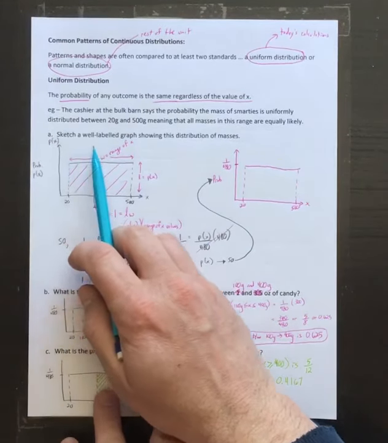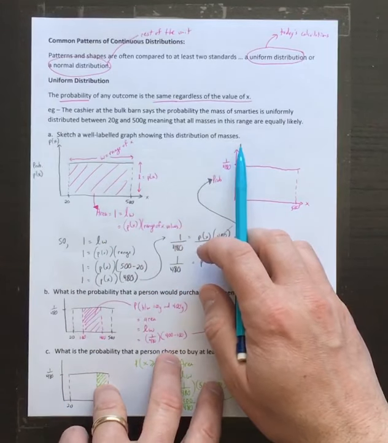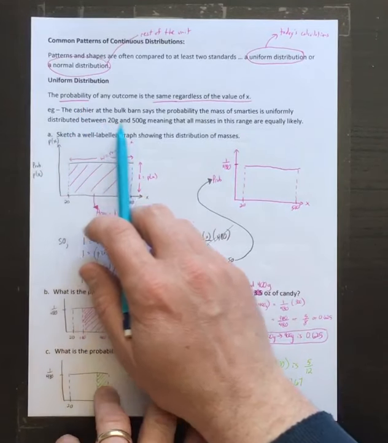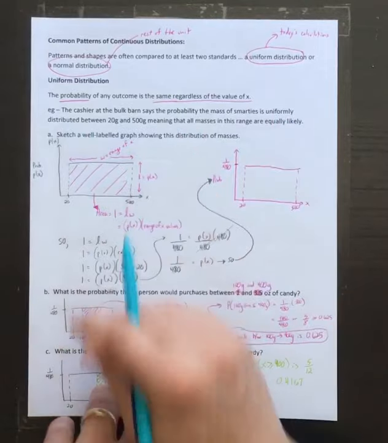So first it says sketch a well-labeled graph showing the distribution of masses. If it's a uniform distribution, it even says here, uniformly distributed. Now this is where I get to the worked examples.